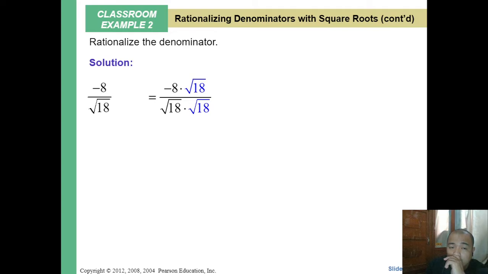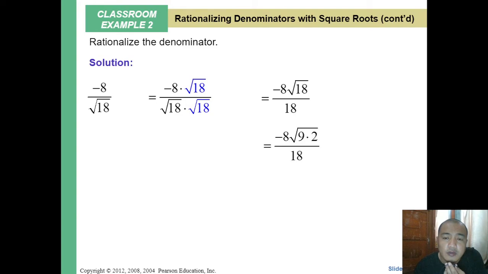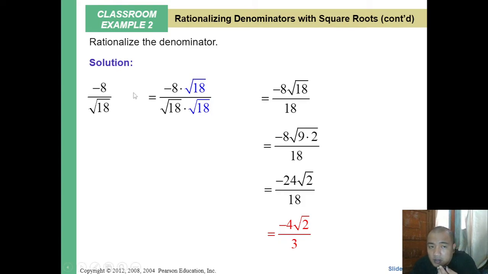Square root of 2 should do. We can also use square root of 18, but square root of 2 is nicer because the denominator becomes square root of 36, which is 6. Okay, let's try square root of 18: negative 8 square root of 18 over 18. But square root of 18 is square root of 9 times 2, so negative 24 square root of 2 over 18, or negative 4 square root of 2 over 3. If you just multiply this by square root of 2, you get square root of 2 over 36, so negative 8 over 6, which is negative 4 thirds.